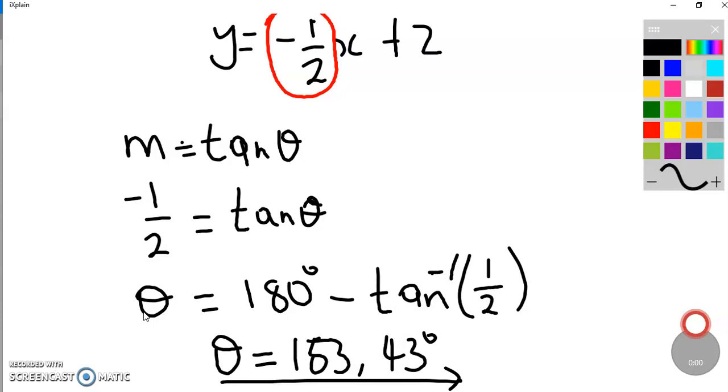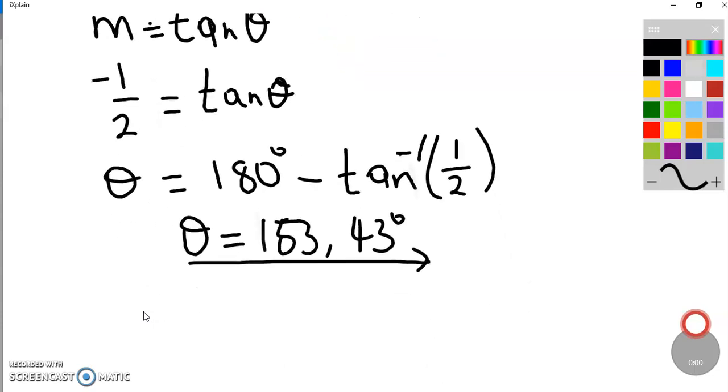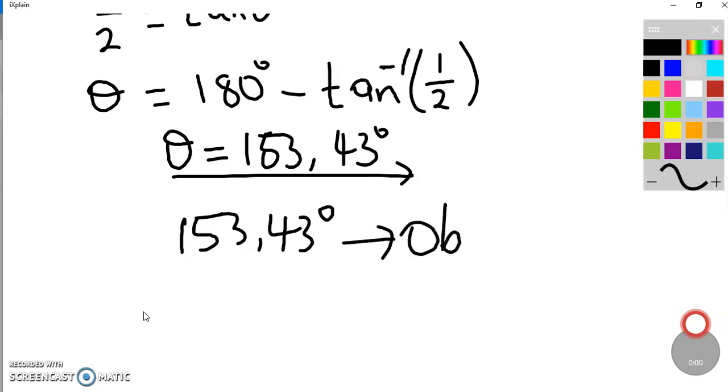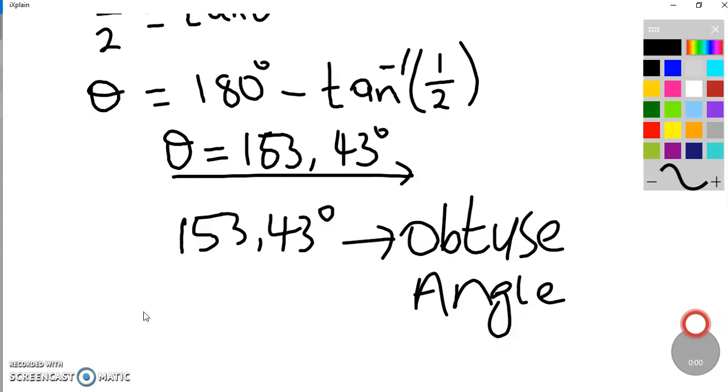So 153,43 is an angle that is greater than 90 but less than 180 degrees. So the name of that angle is an obtuse angle. So that is how we find the angle of inclination. Thanks.